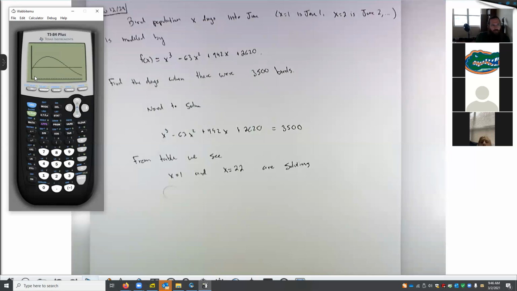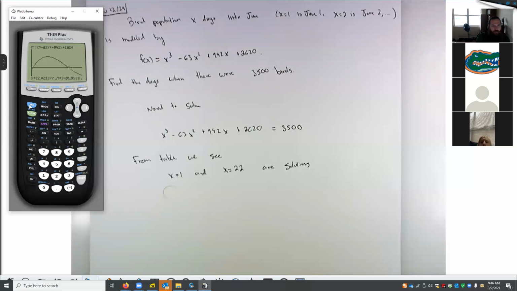The other thing I'm graphing here is the line y equals 3,500, because I'm trying to figure out where this function is equal to 3,500. Graphically, that's where those two things touch. The way we actually found these numbers, x equals 1 and x equals 22, we could have estimated them by using the trace function here. We can walk along this graph and see when we get close to that line. It looks like it's about 22.